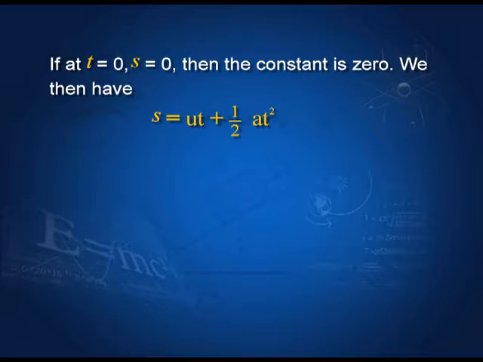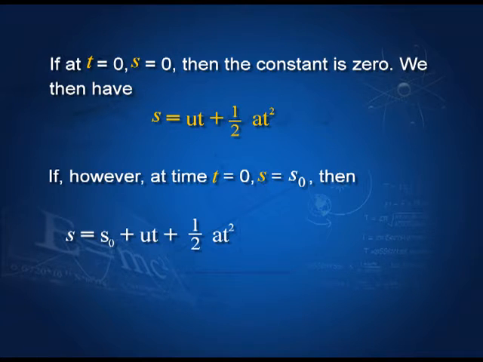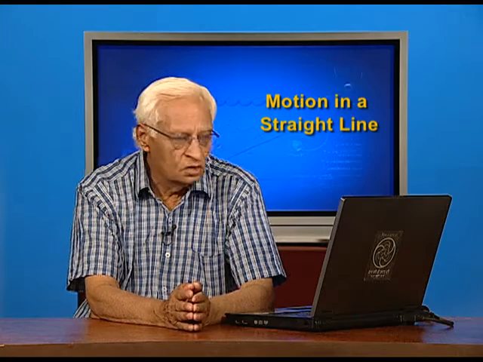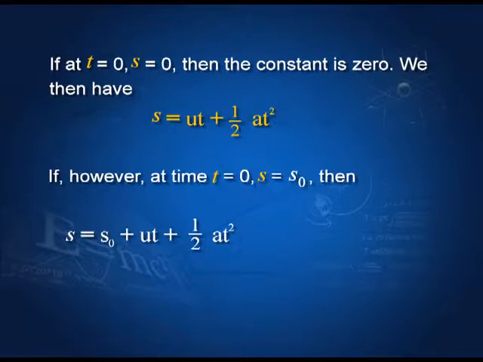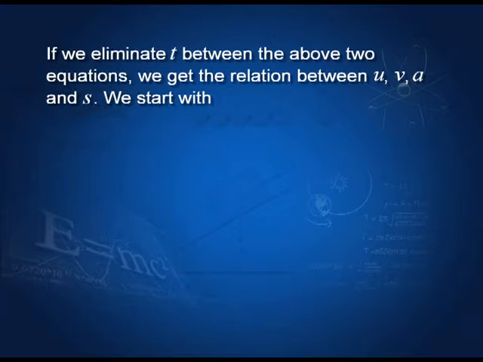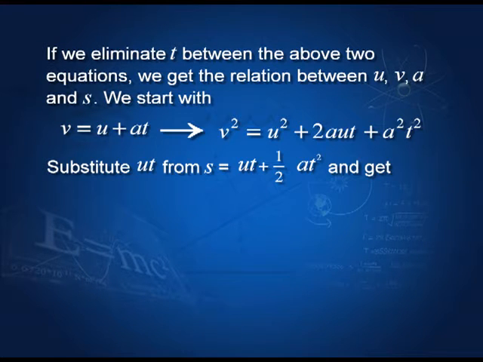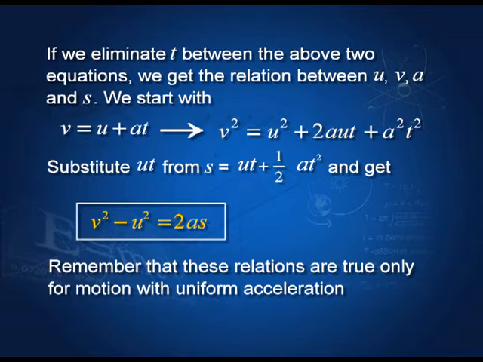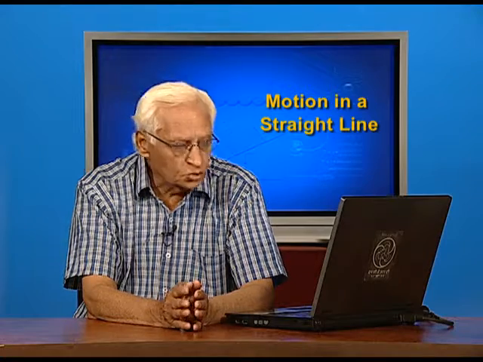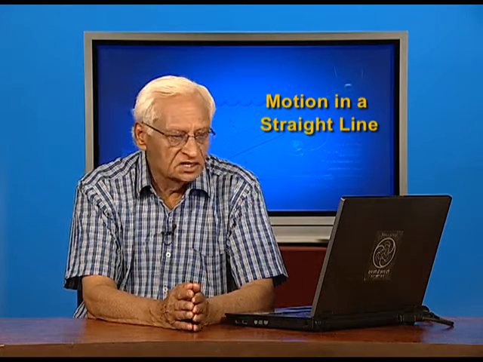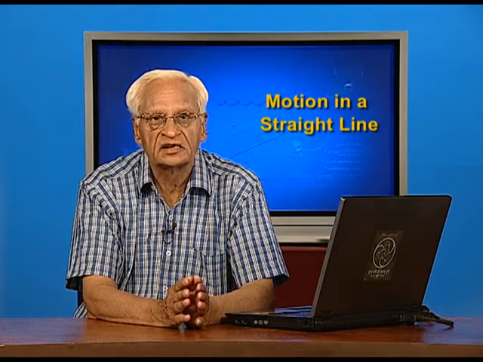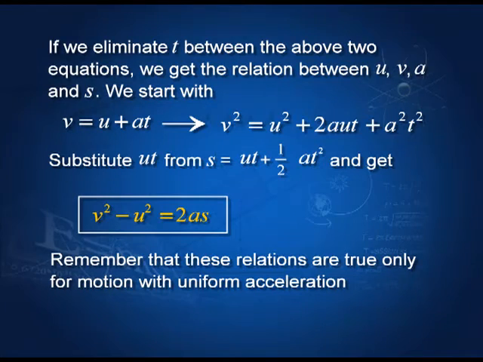On the other hand, if at time t equal to 0, s is equal to some value s 0, then the equation becomes s equal to s 0 plus u t plus half a t square, because s 0 is in this case the constant of integration. If we eliminate t between these two equations, that is v equal to u plus a t and s is equal to u t plus half a t square, then we get the third equation, which is v square minus u square is equal to 2 a s. And I want to remind you that these relations are true only for uniform acceleration. This is the point which we generally forget.